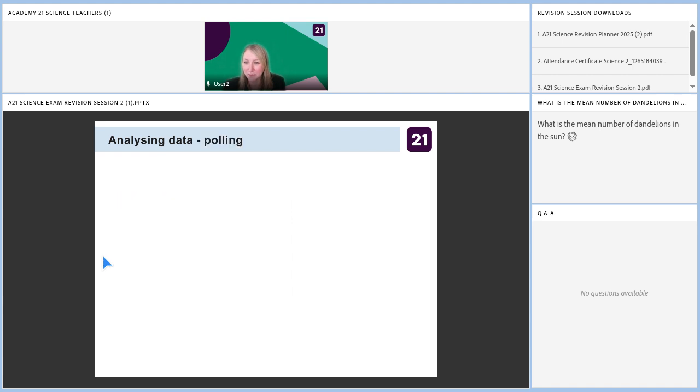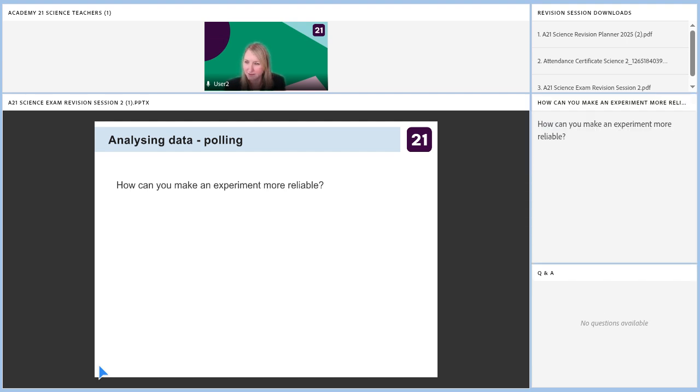So we're going to go on to a few bits with some more polls, because we're going to think about how we can do each of the things that we have talked through today. So I'm going to start off by going to this one. How can we make an experiment more reliable? Can you tell me, have you learned that this afternoon in the session? How could we make an experiment more reliable?